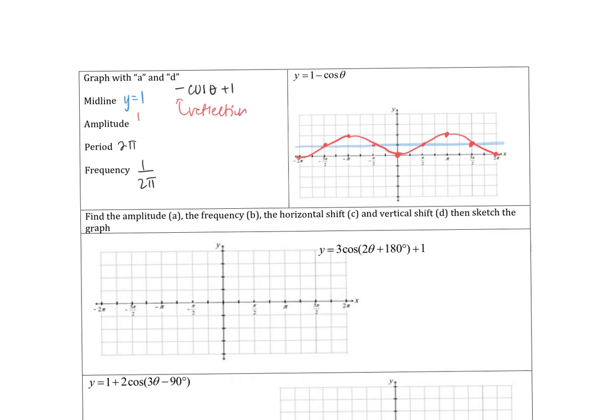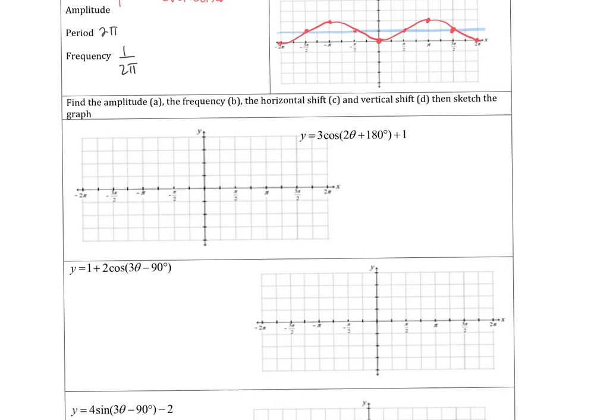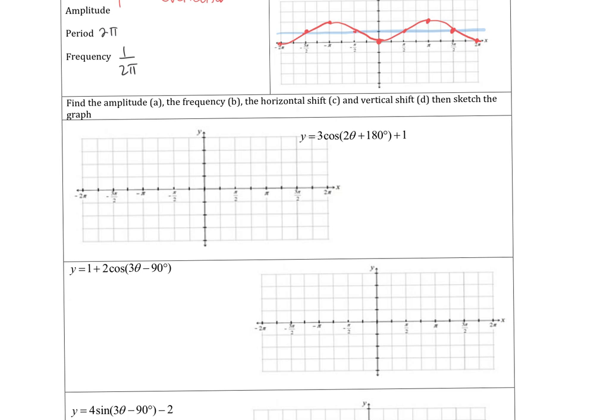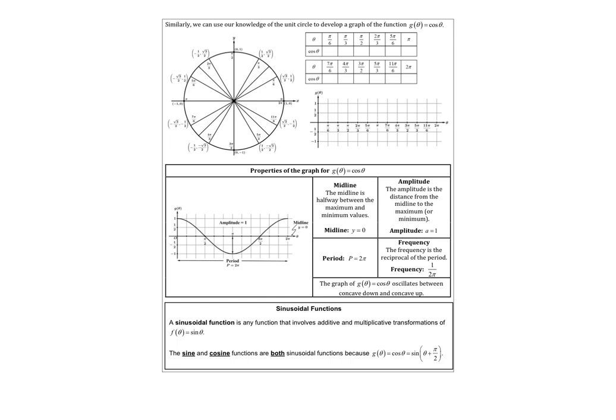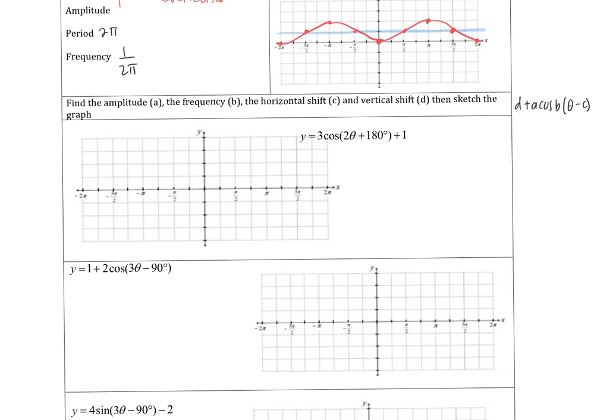All right, let's continue on. It says find the amplitude, the frequency, horizontal shift, vertical shift, and sketch the graph. Okay, we can do that. One thing is that if you remember the standard form of a cosine or sine equation, it's d plus a cosine b theta minus c. So in order to get that b value and the accurate shift, we need it to be outside of the parenthesis. Notice how b is inside the parenthesis here. I still know b is 2, but I need that outside of the parenthesis to get an accurate horizontal shift.